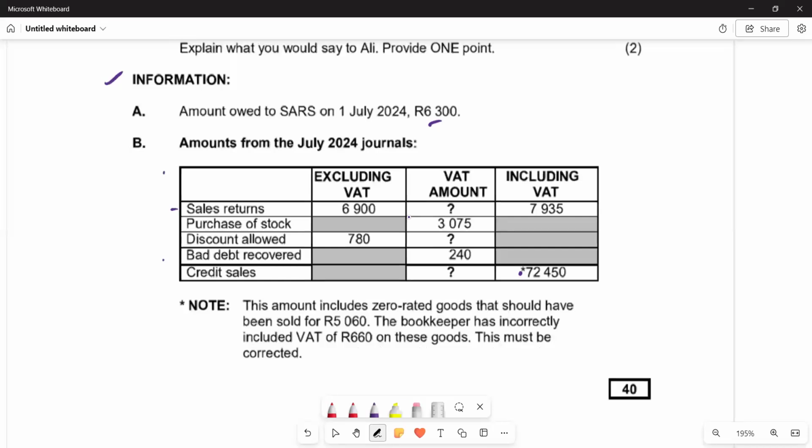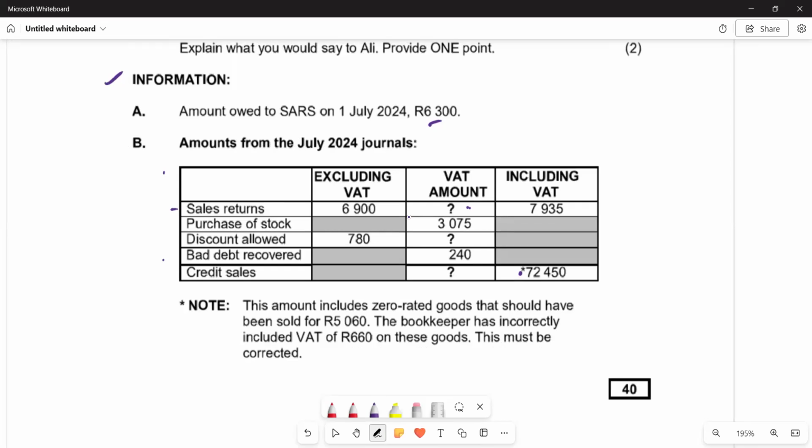So the first item is sales returns. We know that when we sell goods, the sales we regard as VAT output. So when they are now returns, it becomes input. So the input that we have there is the VAT amount. So we need the VAT amount. To get the VAT amount, we are just going to say including VAT minus excluding VAT. Then we are left with the VAT amount.